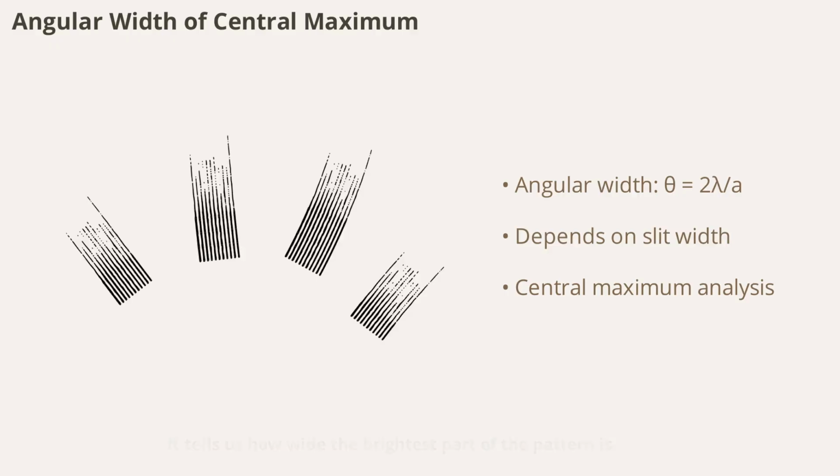It tells us how wide the brightest part of the pattern is. The width depends on the wavelength of light and the width of the slit. The formula for angular width is theta equals 2 lambda/a, where lambda is the wavelength and a is the slit width. This relationship helps us design experiments and optical devices with precise control over light pattern.